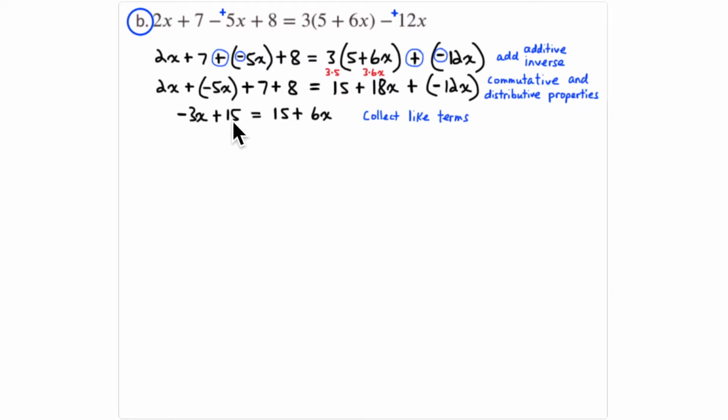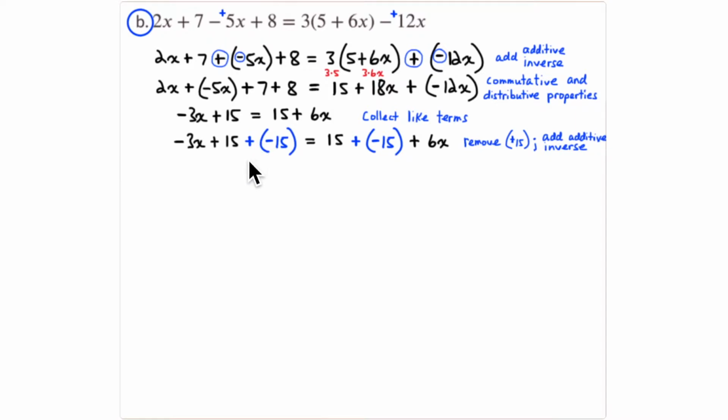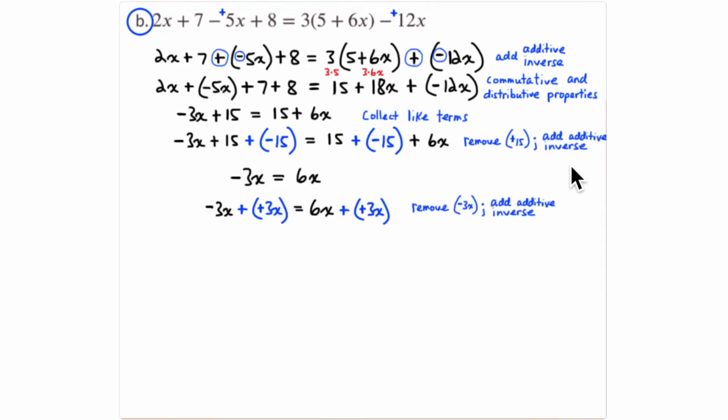And you can see that you're going to take the 15 away from each side. You're going to be left with a negative 3x equals 6x. So this is removing the 15 by adding the additive inverse. And you can see from this that x has to be 0. If I have a factor times x equal to a different factor times that same x, x has to equal 0. That's the only way that you can have that happen.